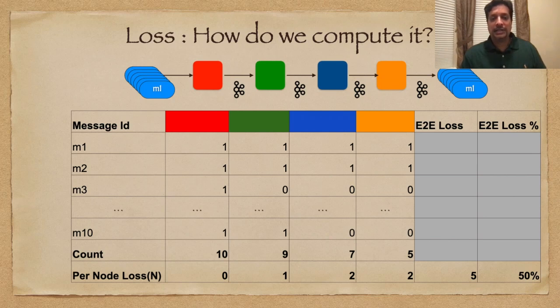As a message transits the system, we tally a 1. For example, message 1 is successfully transited through the entire system. So there's a 1 in each column. Message 2 also transits each node successfully in our system. However, message 3, while it's successfully processed at the red node, does not make it to the green node. Therefore, it doesn't make it to the blue or the yellow node. At the bottom, we can compute the loss per node. And then on the lower right, as you can see, we can compute the end-to-end loss in our system, which in this case is 50%.